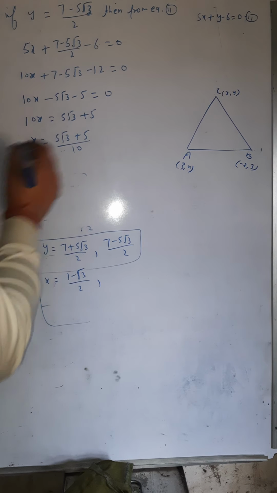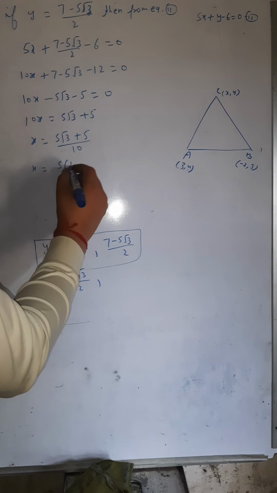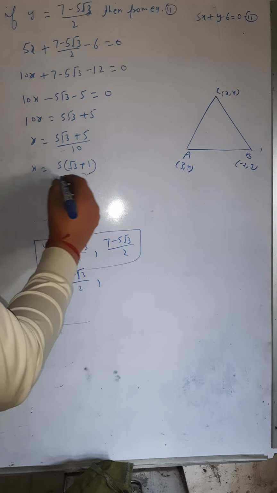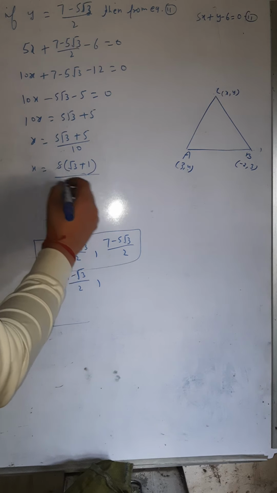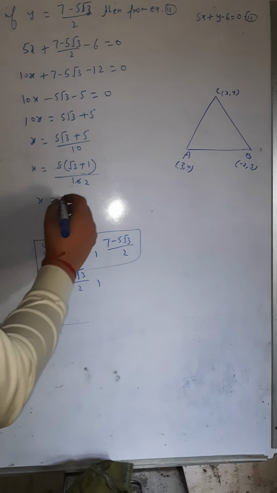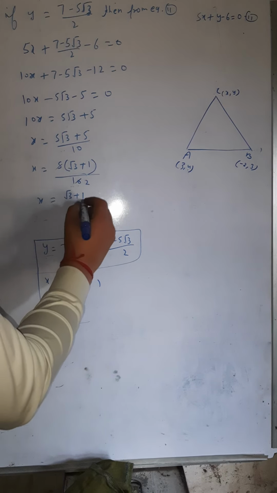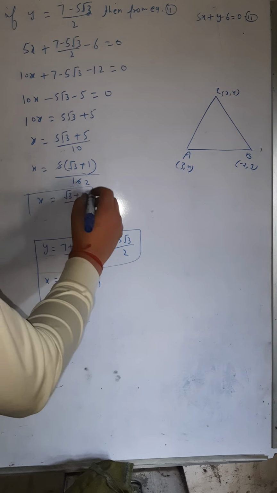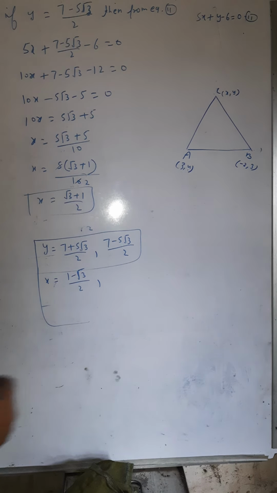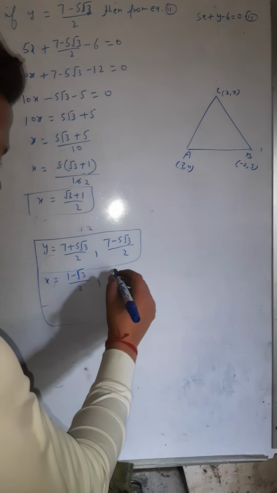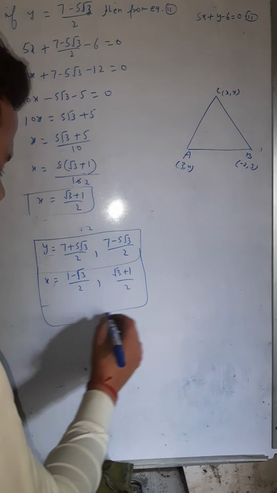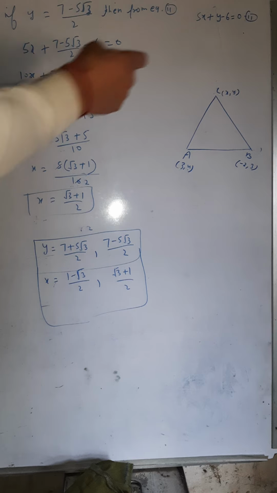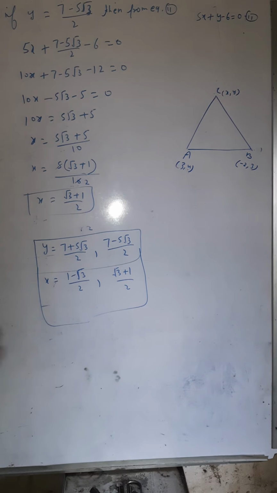So x will be 5, take common from outside. So what is left here? 5 under root 3 here, 1. Taking 5 common upside, and downside 10. So 5 twos are 10. So from here x will be how much? Under root 3 plus 1 by 2. So this would be the value of x. What would be x here? x is (under root 3 plus 1) by 2. Now you can write the coordinates of C. Have you written this? Okay, if you have written.